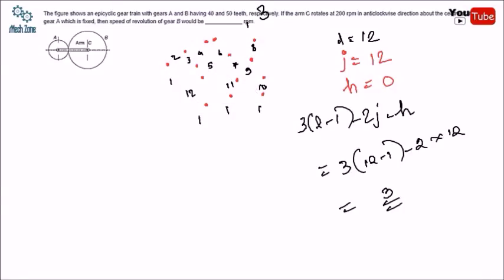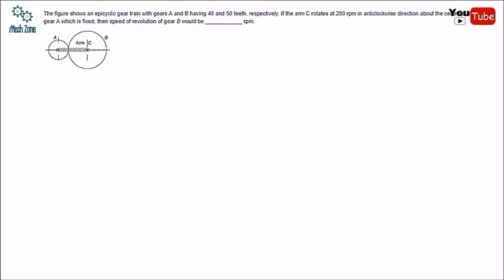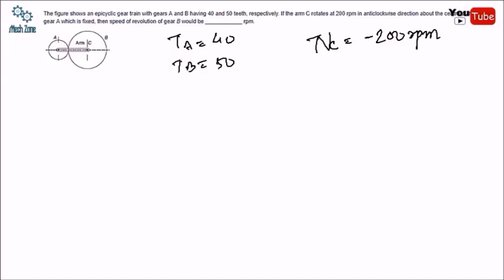also from the gear chapter. The figure shows an epicyclic gear with gears A and B having 40 and 50 teeth. So teeth of A is 40, teeth of B is 50. If the arm C rotates at 200 rpm in the anti-clockwise direction, that means N of C has been given as −200 rpm in the anti-clockwise direction about the center of the gear A which is fixed. N of A is equal to 0 because it has been fixed. Then the speed of the revolution of the gear B would be. So here we have to find out the revolutionary speed of gear B.